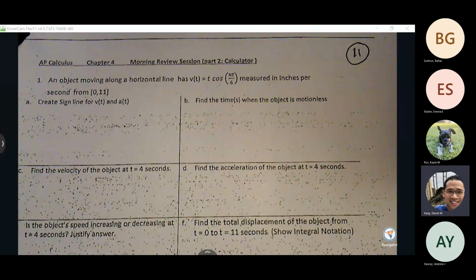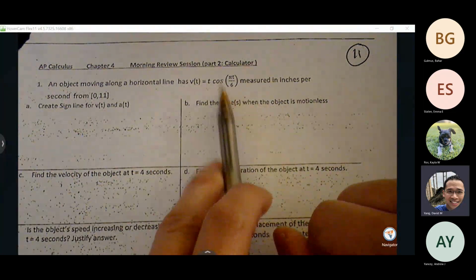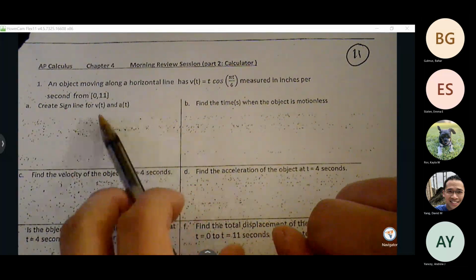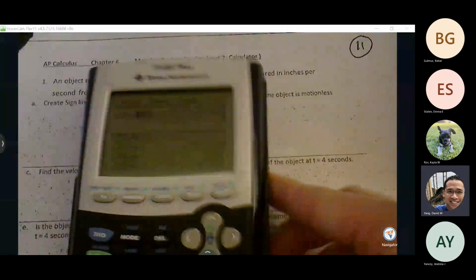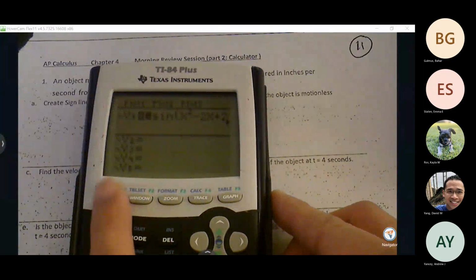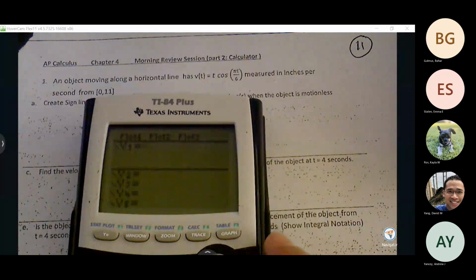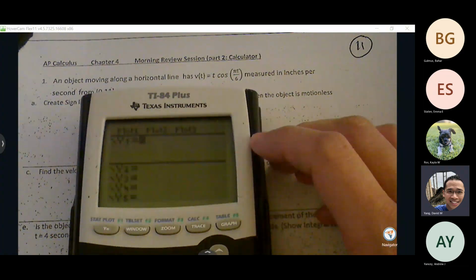All right, so an object moving along a horizontal line has V of T. So make sure you're in radian mode. We'll put this in our calculator, and we're basically creating a velocity graph. So you go to Y equals. Enter in your function. Always use the variable x, and never use any other variable besides x in your calculator.